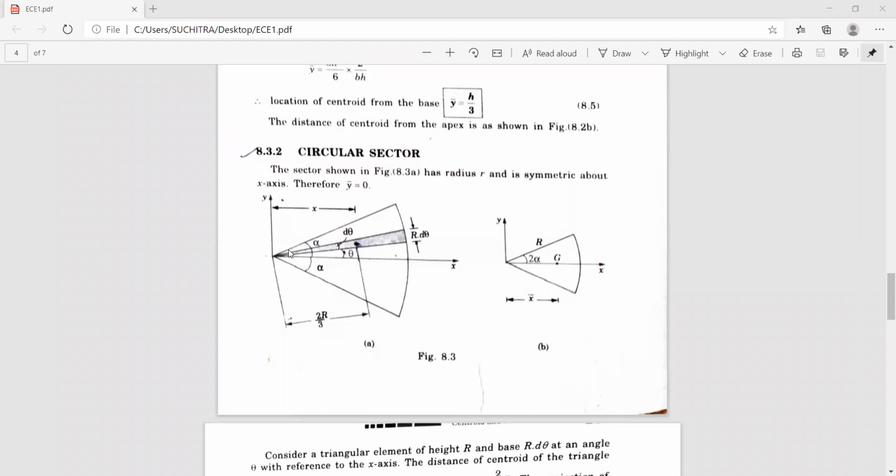Now consider a triangular elemental area, and this makes an angle theta with respect to the x-axis, and it makes an included angle d theta. And the base of this triangular elemental area is r. Radius is r, and included angle is d theta. Hence, the base of which is r d theta. You can see here r d theta.